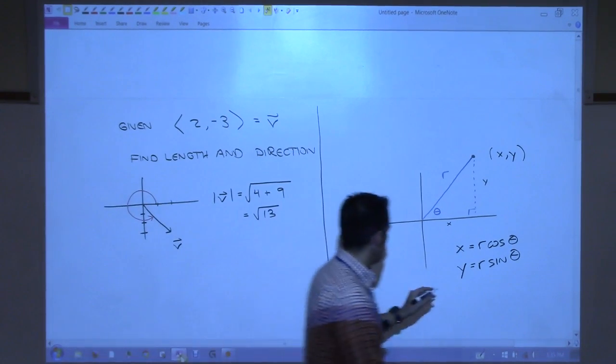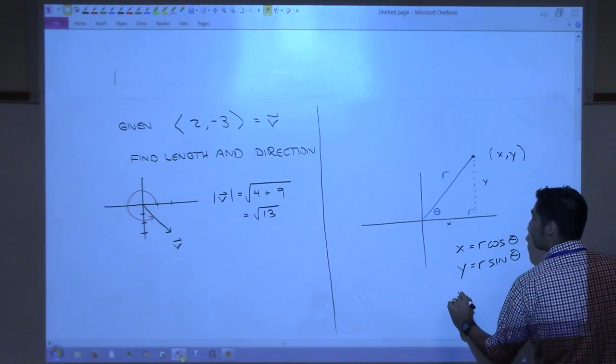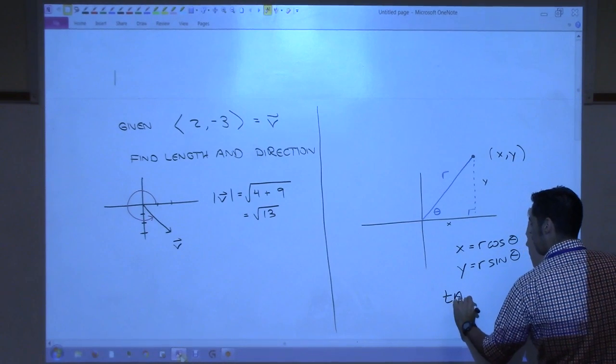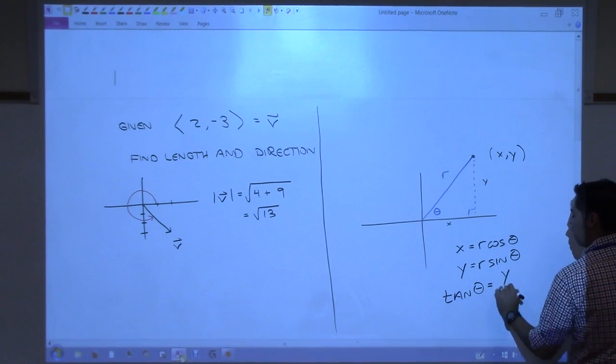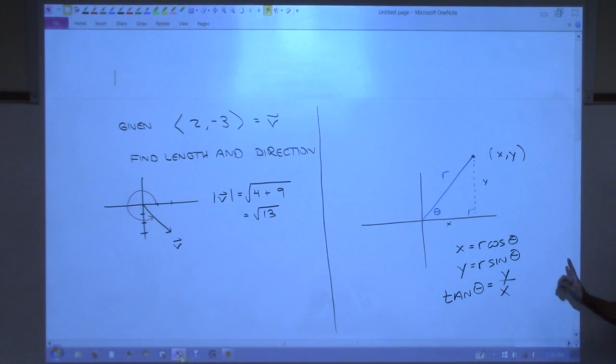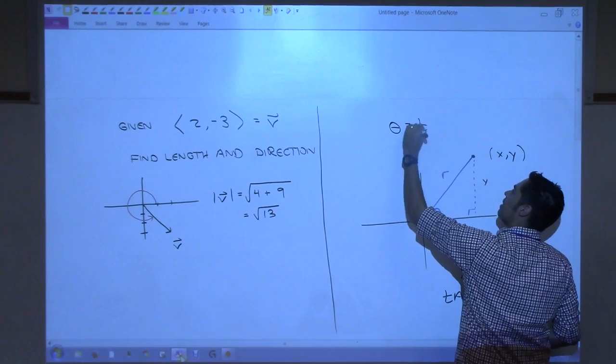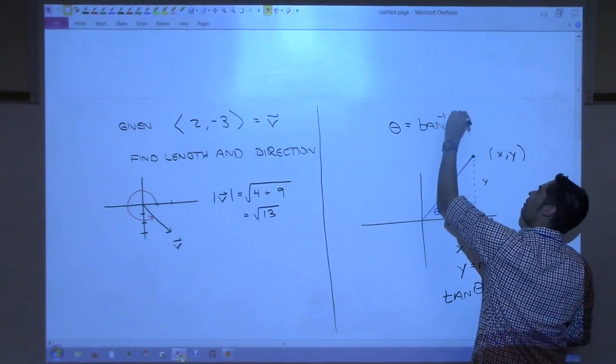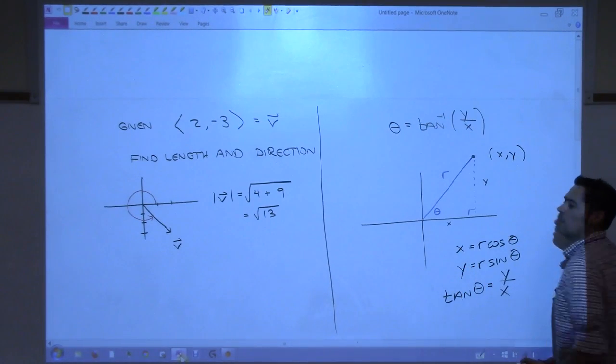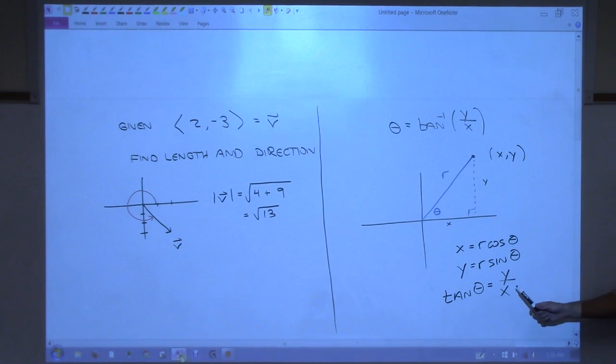What was one more thing we had here? What was tangent theta on this picture? Y over x. And then if you take inverse tangent on both sides, you get theta is arctangent of y over x. So you can always recover the angle if you know the x and y coordinates of the point.